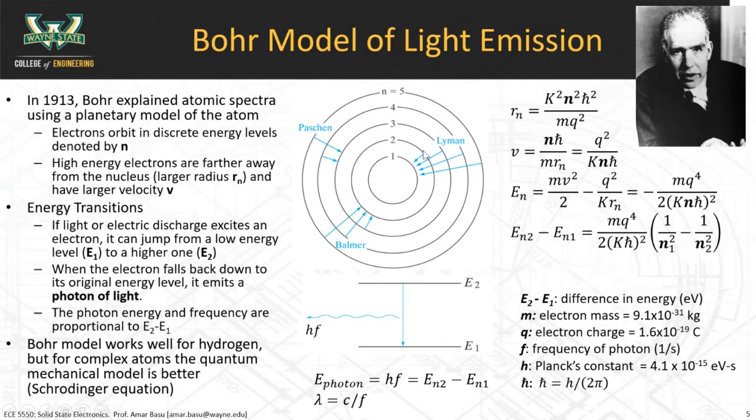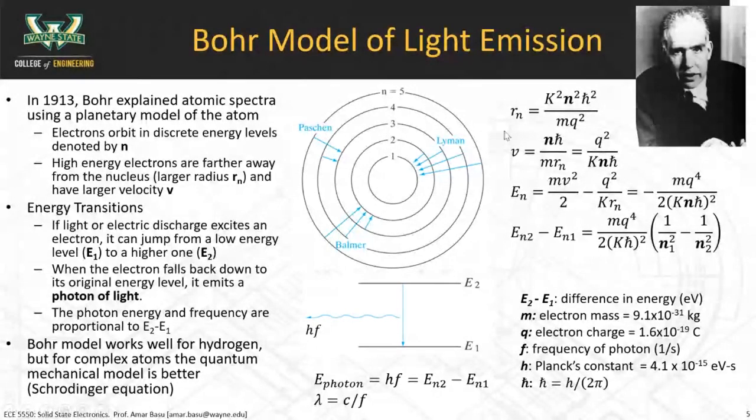All right, so here's the Bohr model of the atom. He said that his model of the atom was that electrons orbit the atom in discrete energy levels, and these energy levels he denoted by this bold letter N. Low energy electrons orbited in smaller radii, higher energy electrons orbited in higher energy states, which had a larger radius. High energy electrons have a larger radius, Rn, and they also have a larger velocity, v. And the specific relations are actually right here.